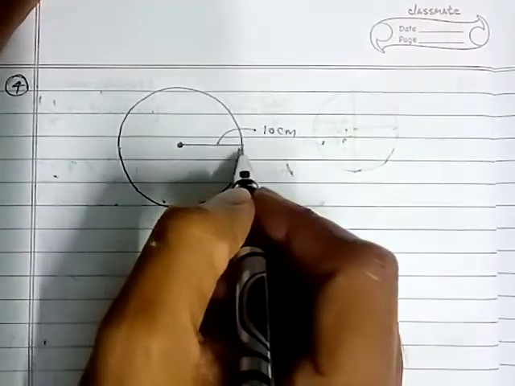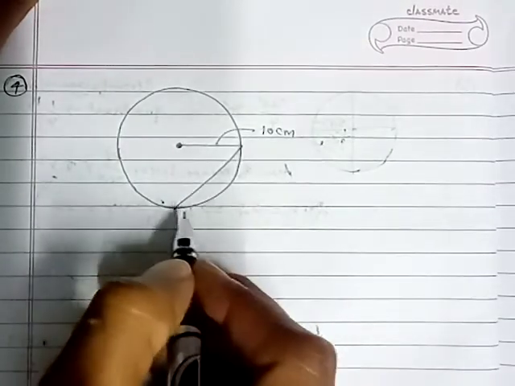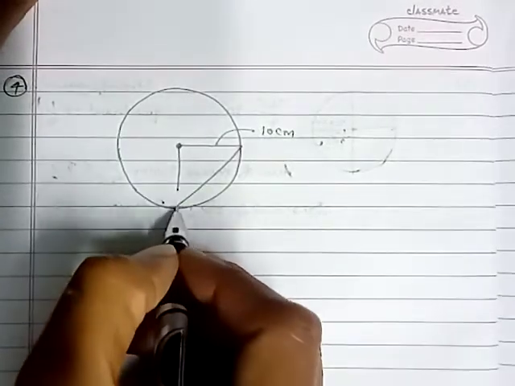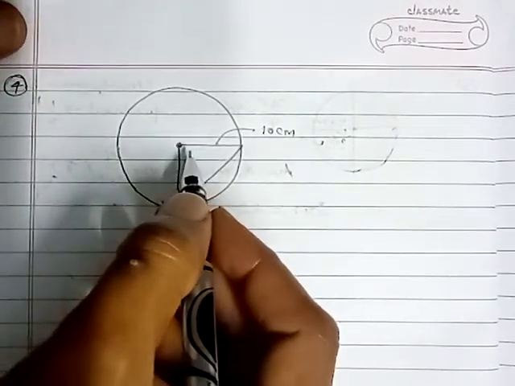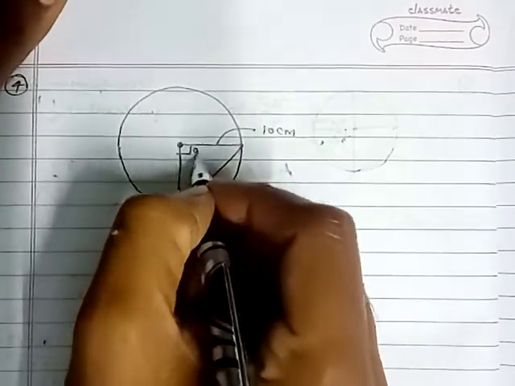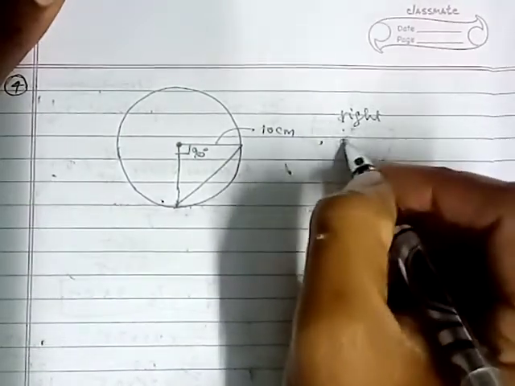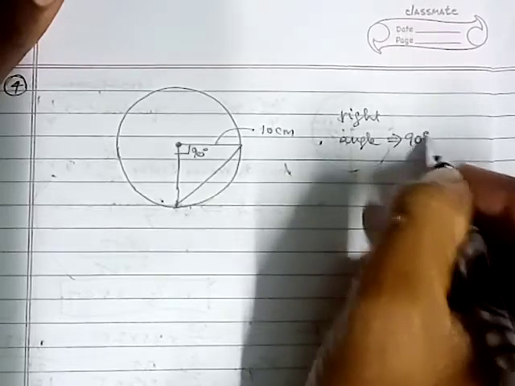There is a chord, the chord will be like this. This chord will make a right angle with the center, they say. What is a right angle? 90 degree. What is a right angle? Right angle is 90 degree.